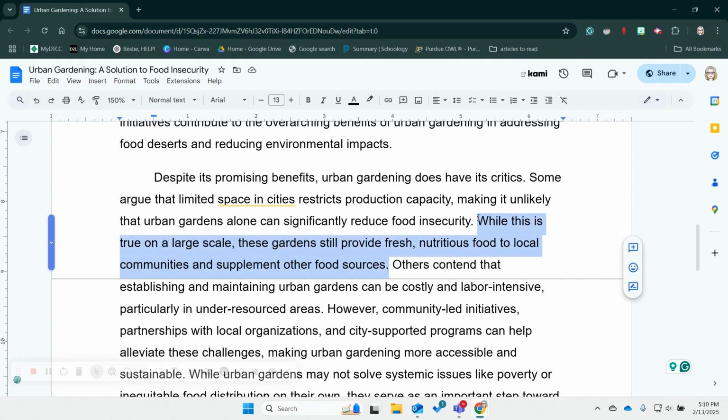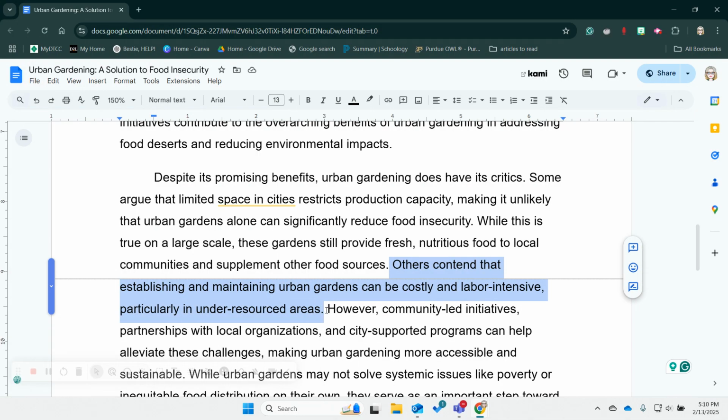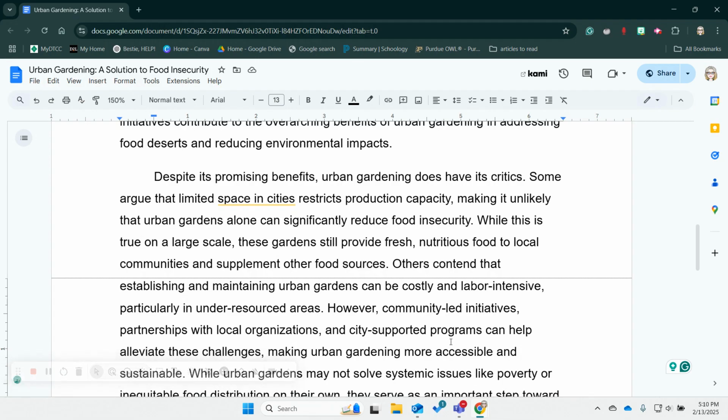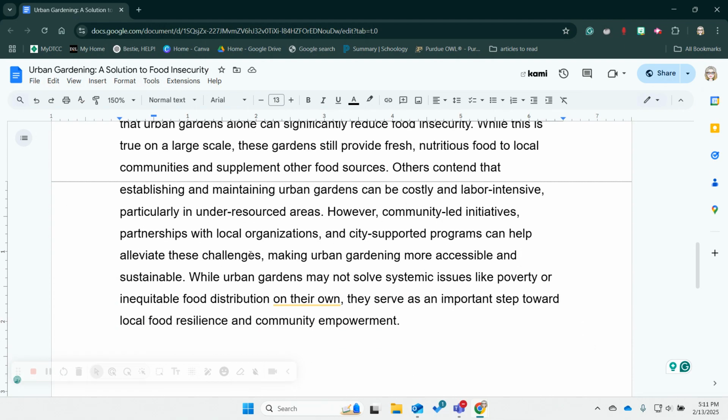So sometimes the response is, I acknowledge that that's correct in some way, but here's why I still support my side. Others contend that establishing and maintaining urban gardens can be costly and labor-intensive, particularly in under-resourced areas. So, it just costs a lot of money. However, notice that when it moves from the counter-argument to the rebuttal, there's some sort of change of direction transition. While this is true on a large scale, however, community-led initiatives, partnerships with local organizations, and city-supported programs can help alleviate these challenges, making urban gardening more accessible and sustainable.